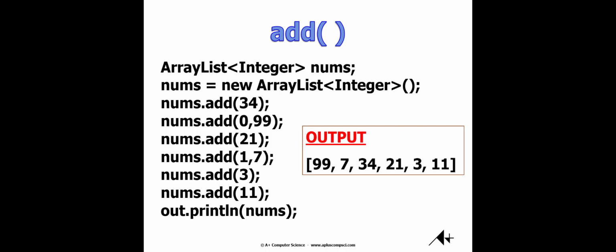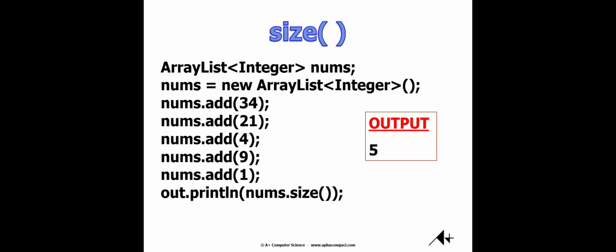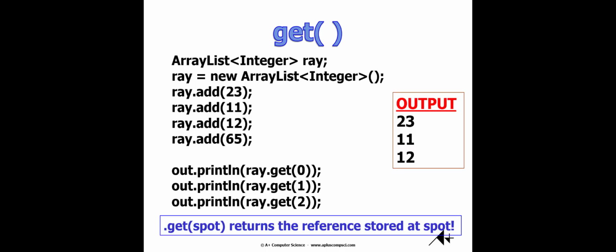This example is doing the same thing, except rather than working with strings, it's working with integers. Both versions of the add method are being used. We've got one where it's adding at the end, and then we have the other one where it's inserting values into particular positions and shifting the remaining values to the right. Here's the size method. The size method basically lets you know how many items you've added to the ArrayList. In this example, I've added 5 values to the ArrayList. I print out nums.size, and it gives me a value of 5.